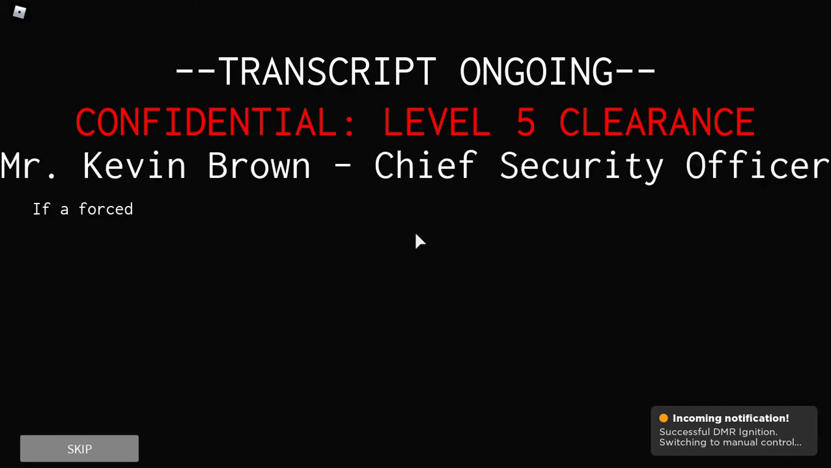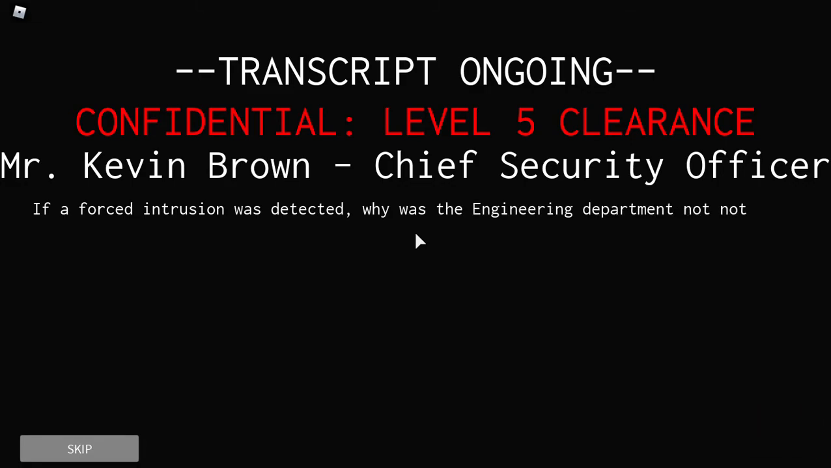If a forced intrusion was detected, why was the engineering department not notified? Why was the information department not notified? It is your job to ensure all systems are running nominally to prevent such an accident.